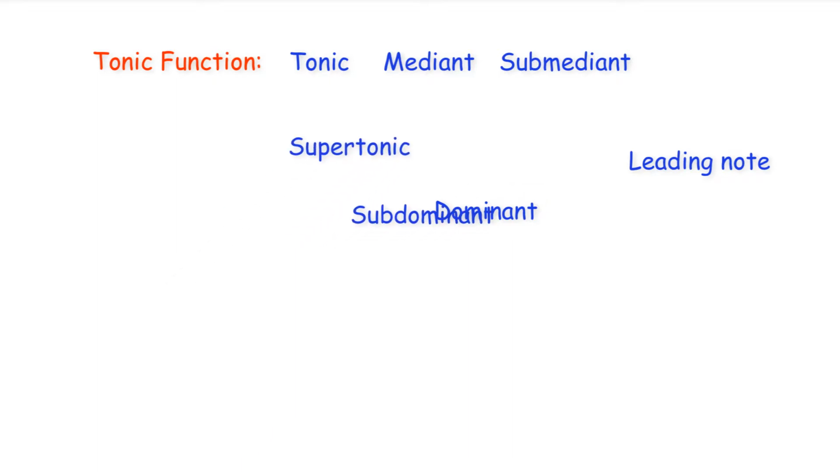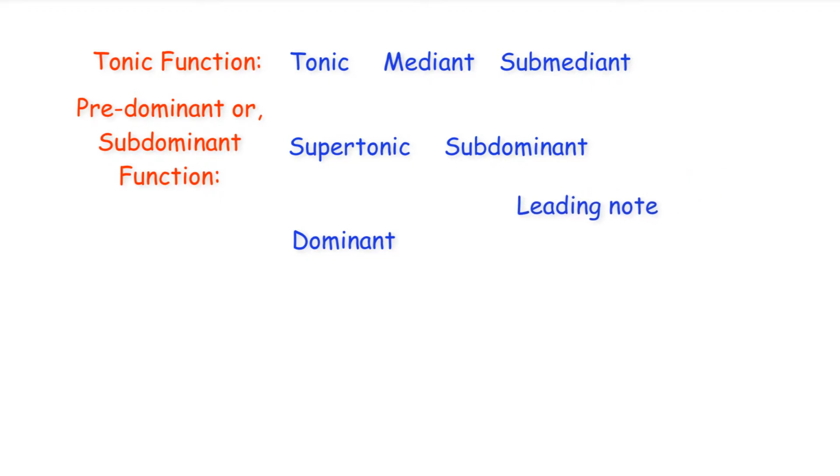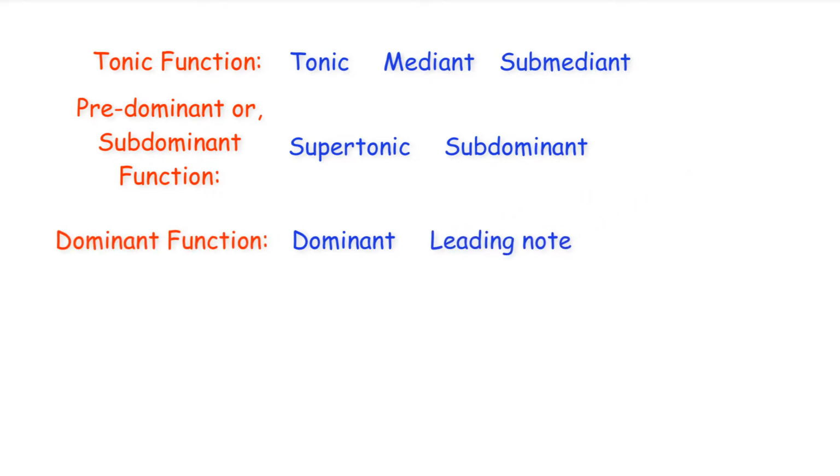The supertonic and subdominant chords share notes in common and have a predominant, also known as a subdominant function, meaning that they typically move either immediately or soon on to chords with a dominant function. And the dominant and leading note chords share notes in common and have a dominant function, meaning they will typically move towards the tonic.